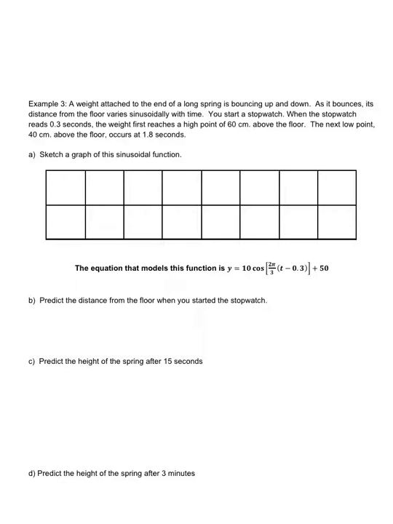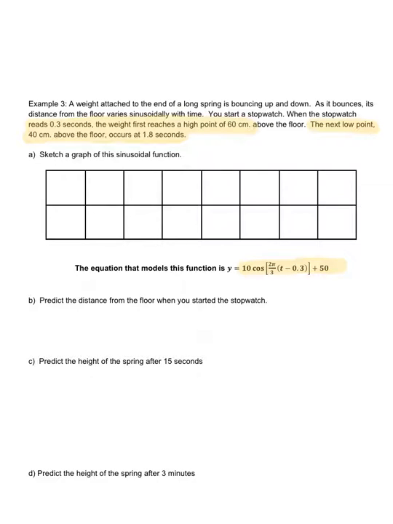We're going to start the stopwatch. When the stopwatch reads 0.3 seconds, the weight is at the highest point of 60 centimeters. And then the next lowest point is 40 centimeters, and that's going to happen at 1.8 seconds. And then you've got your equation down here for reference. Let's go ahead and start graphing some of that stuff.